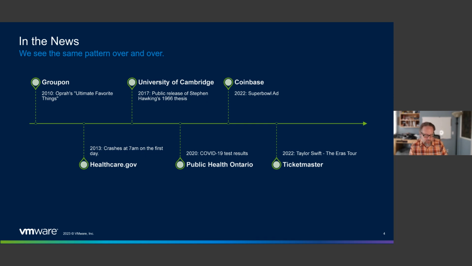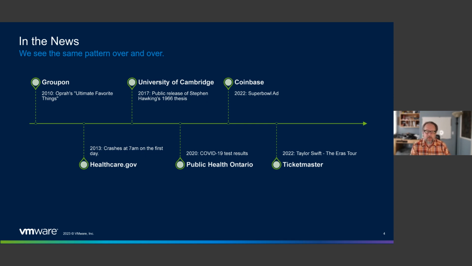I think it was Groupon, and Oprah Winfrey mentioned this coupon, which brought down Groupon. The first day of healthcare.gov crashed at 7 a.m. I forget the number of concurrent users they had, but they didn't even plan for that. University of Cambridge, when they published Stephen Hawking's thesis, you would think by 2017 we would have figured this out, that you need some kind of application caching in your architecture.